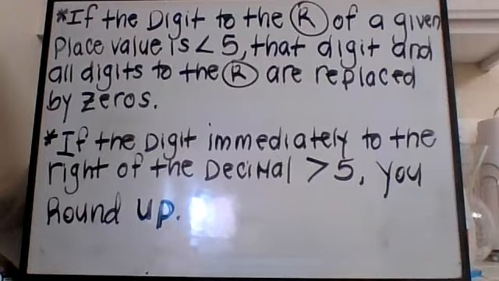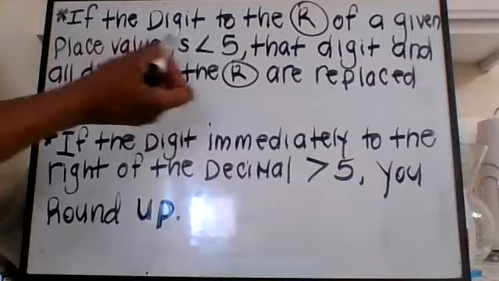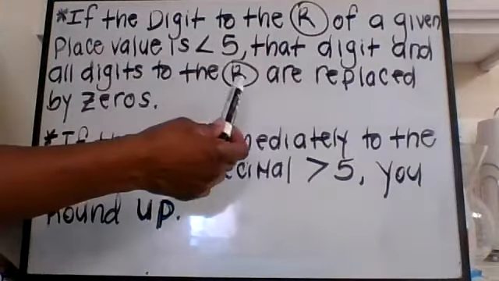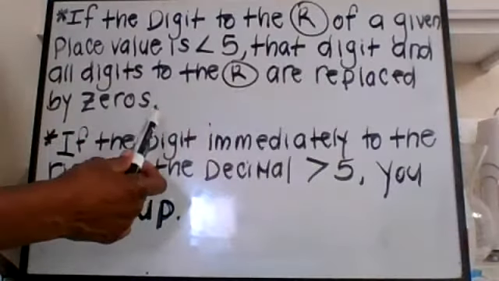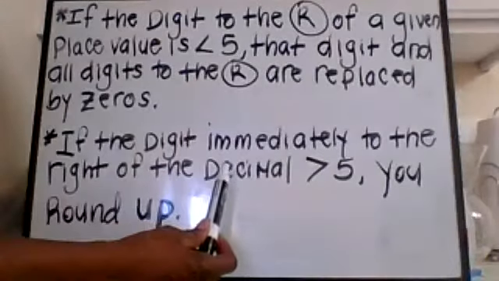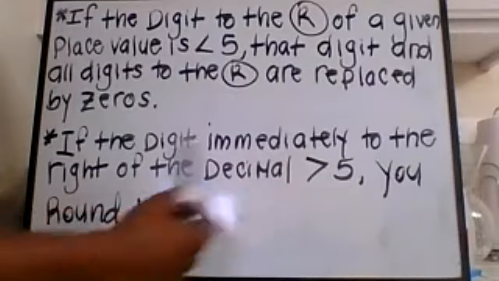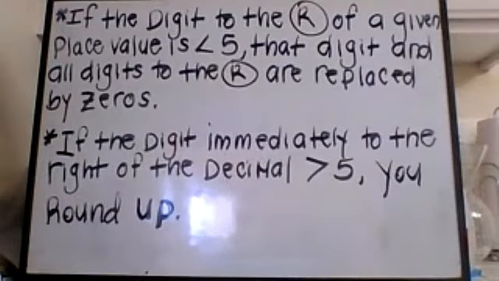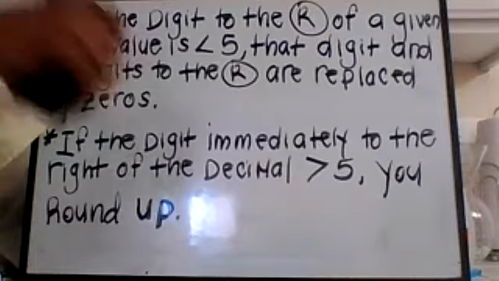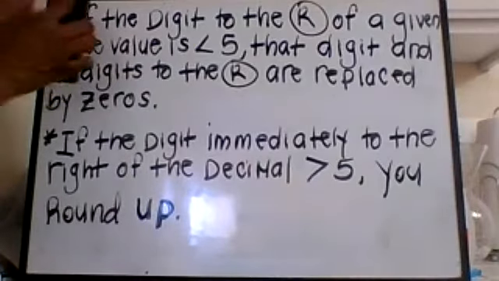And the rules are, if the digit to the right of a given place value is less than 5, that digit and all digits to the right are replaced by zeros. If the digit immediately to the right of the decimal is greater than 5, then you round up. Okay, so you can note these rules and we'll go over a few right now. So I'm going to erase this and we will get started, okay?